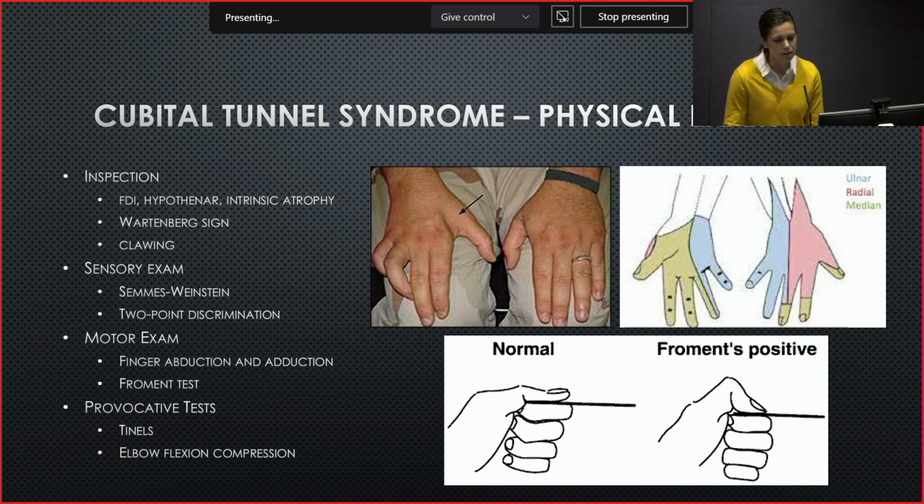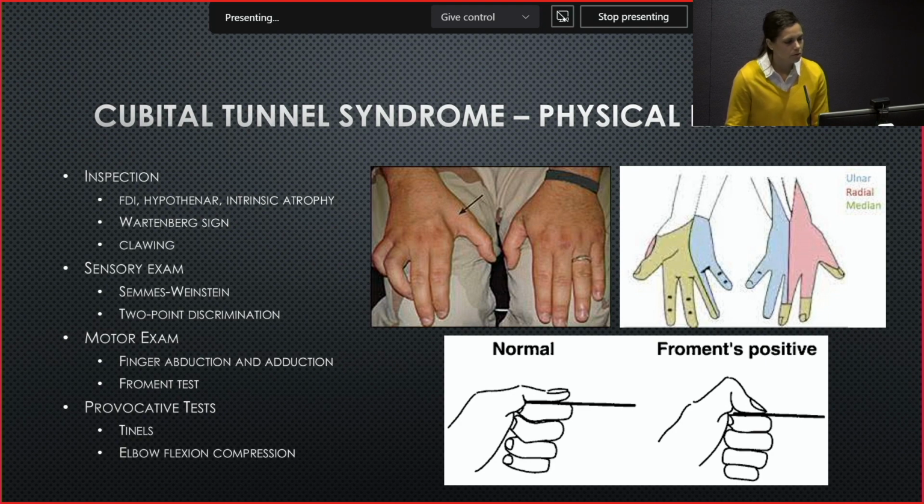And then Tinel sign at the cubital tunnel is useful. Elbow flexion compression test, which is just as it sounds: elbow flexion, maximal flexion, and then pressure over the cubital tunnel should also reproduce numbness and tingling in the small and ring finger.